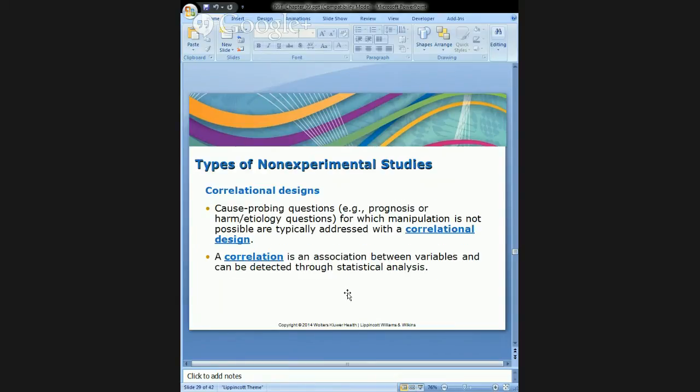Some types of non-experimental studies that you will see: correlational designs are fairly popular. And a lot of times correlational designs are done by novice researchers or people that are just getting started in a research topic area. So what they're looking for is to see if there are relationships between 2 or more variables.